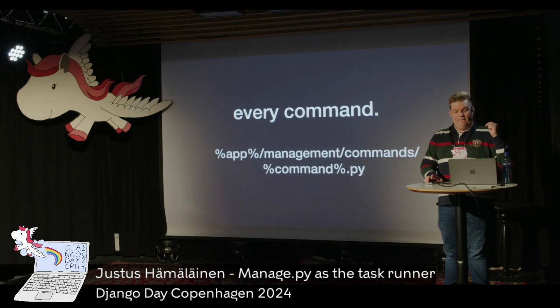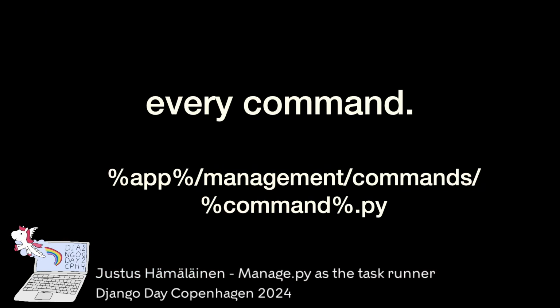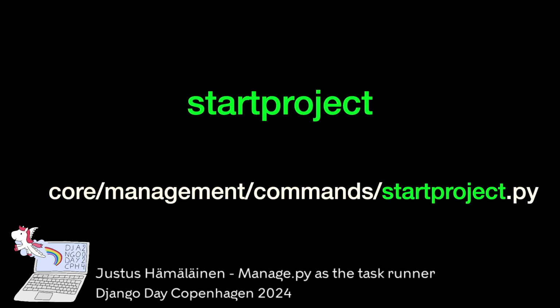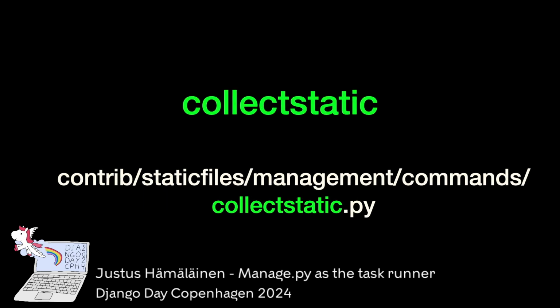You have basically the app name, then you have management and commands directories, and within those directories you have a command name.py, which means that for startproject you have core management commands startproject.py. For runserver, core management commands runserver.py. For collectstatic, contrib staticfiles management commands collectstatic.py. You'll start to see a pattern here.